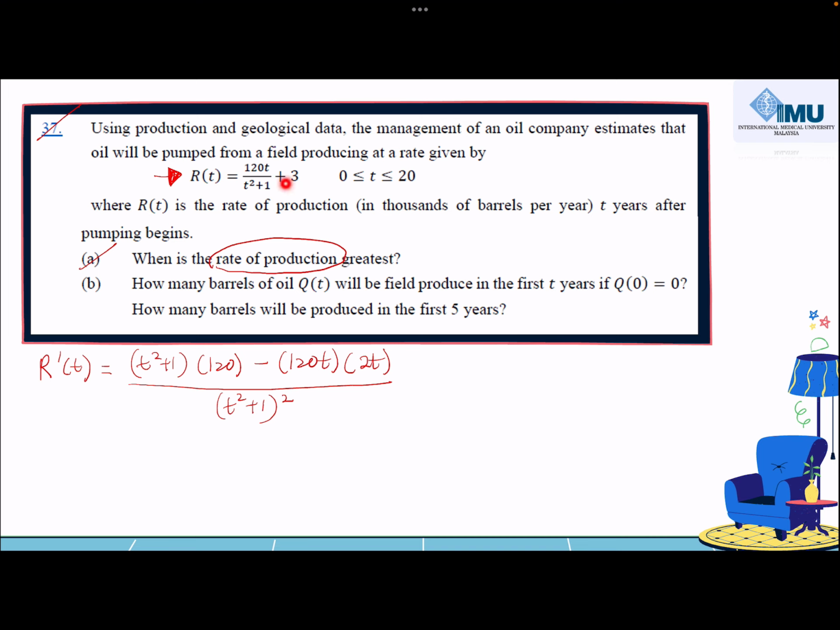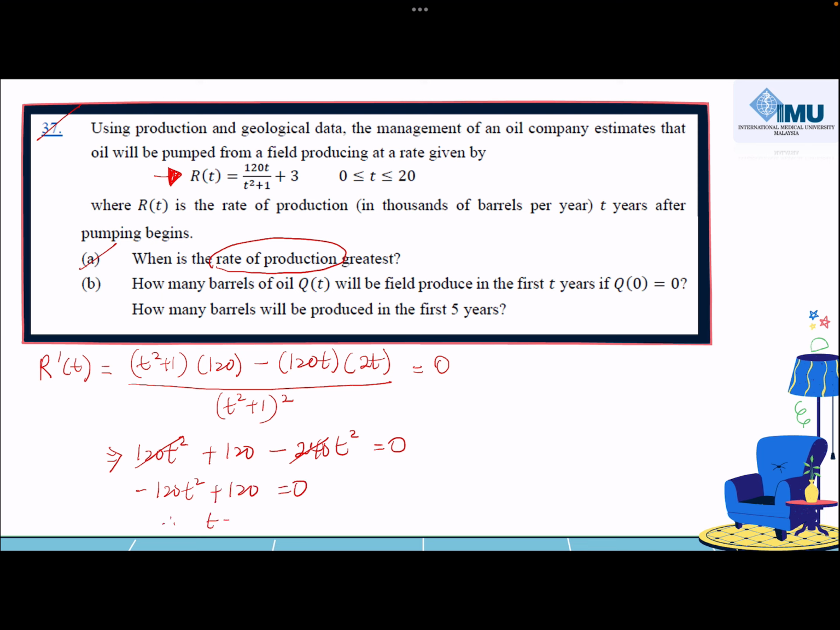Don't forget, the plus 3, if you differentiate, becomes 0. So your stationary point, if you want to find it, you make your derivative equal to 0. Now, let's try to simplify your numerator. You will get 120t squared plus 120 minus 240t squared equals 0. So in the case here, you can simplify. You will get negative 120t squared plus 120 equals 0.